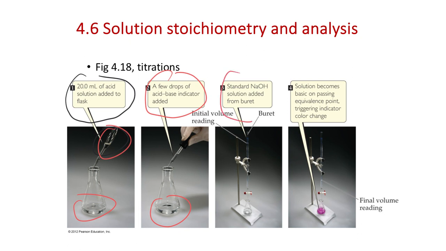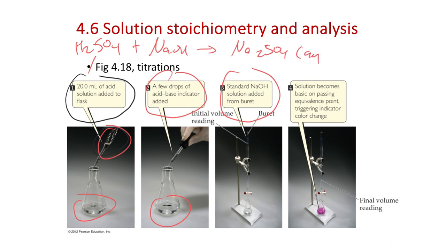But then once you start adding a base solution, dropwise, the base reacts with the acid. They don't name the acid in this example. Let's say it's H2SO4. Then we know that it's going to react with sodium hydroxide to produce Na2SO4, which is water soluble, plus water. And if we balance this out, we're going to need two sodium hydroxides to give us two sodiums. And then we have two hydroxides and two H pluses, giving us two waters.